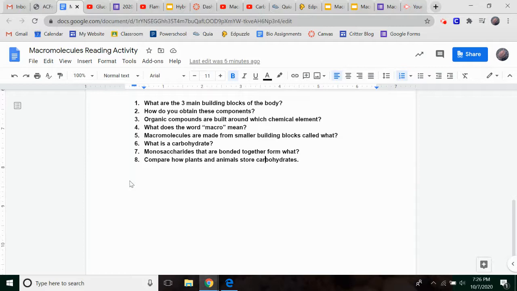Number six, what is a carbohydrate? Number seven, monosaccharides that are bonded together form what? Number eight, compare how plants and animals store carbohydrates.